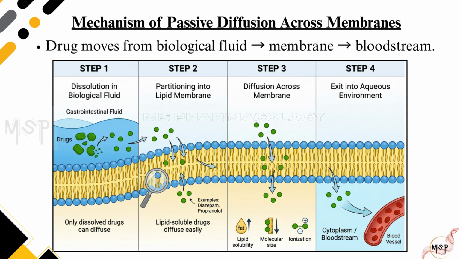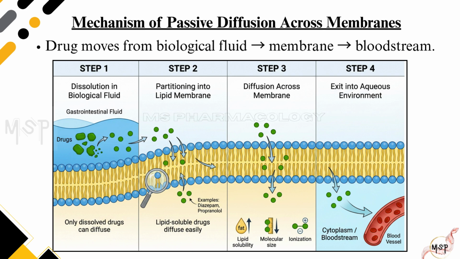4 steps. Step 1. Dissolution. The drug must dissolve in the surrounding biological fluids, like GI fluids. A drug that can't dissolve can't diffuse. It's that simple. Step 2. Partitioning into the lipid membrane. The drug has to dissolve into the lipid bilayer itself.